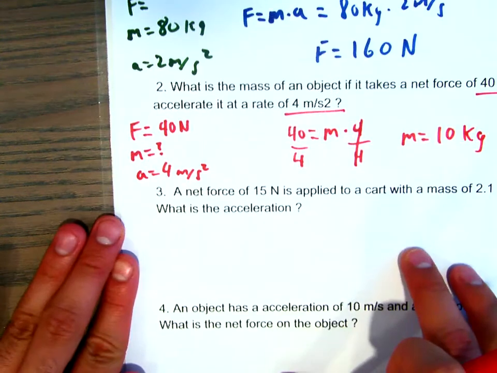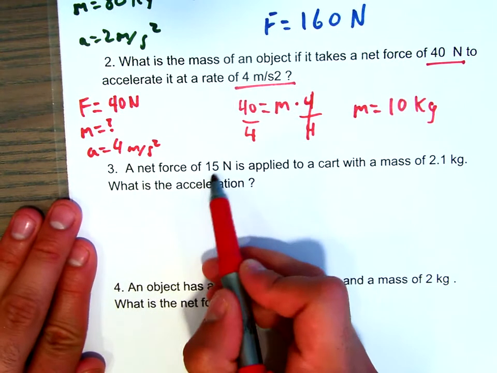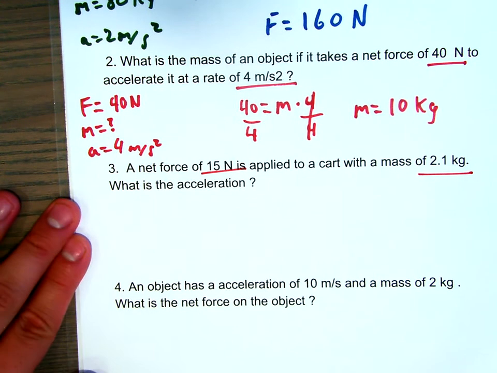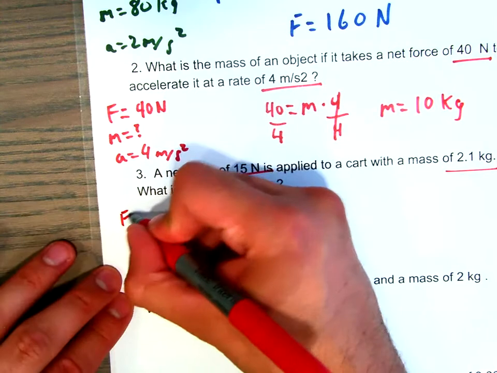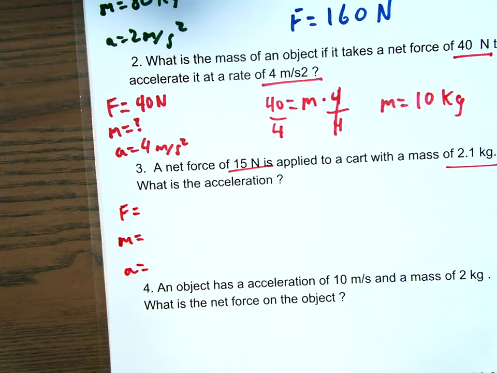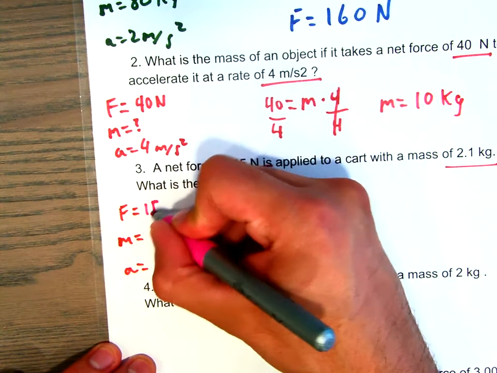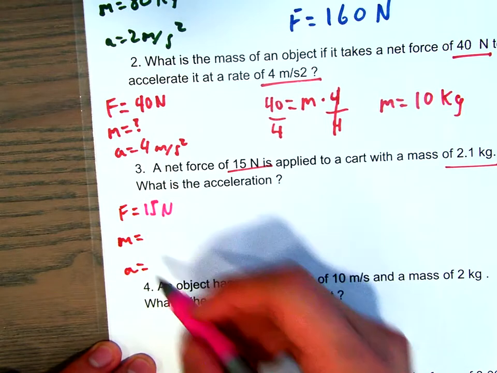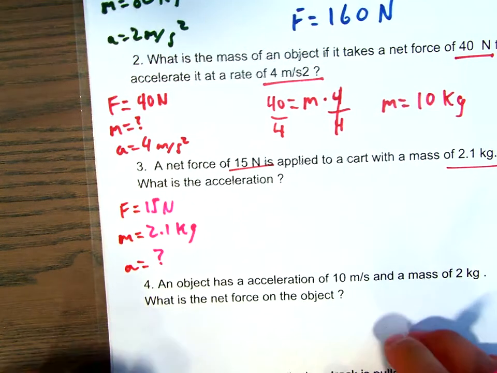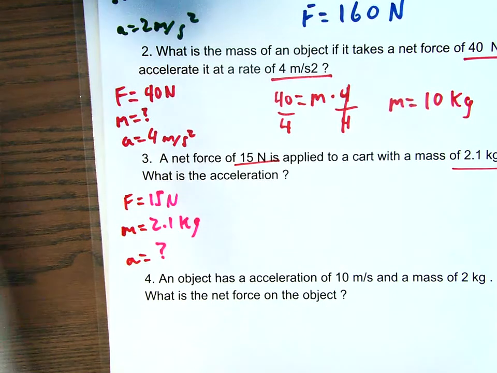So, a net force of 15 newtons is applied to a cart with a mass of 2.1 kilograms. What is the acceleration? If you're not sure what you're doing, you just list things. Okay, we just list things and we go from there. Well, my force is 15 newtons. My mass is 2.1 kilograms. I don't know my acceleration. Let's say I wanted to use that triangle for this, right? You can use whatever method, just plug and solve, or you can use the triangle.